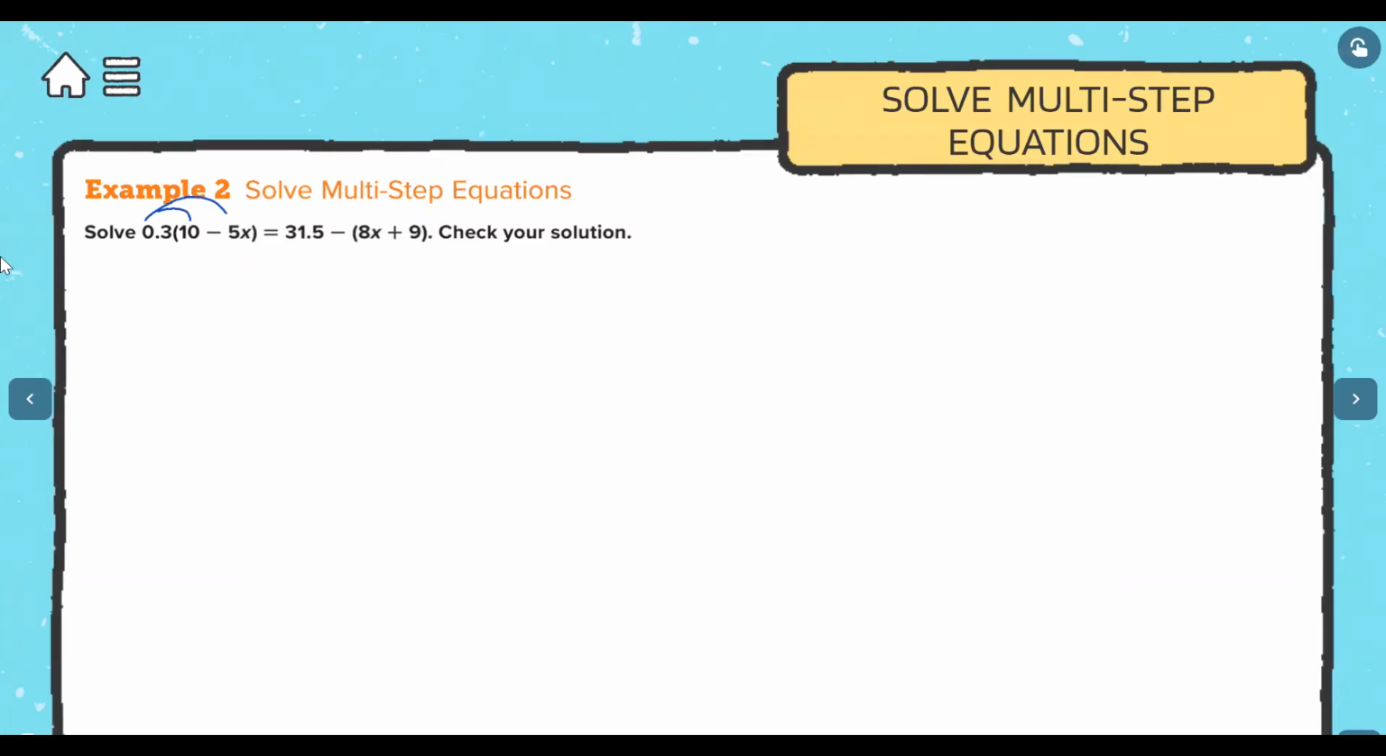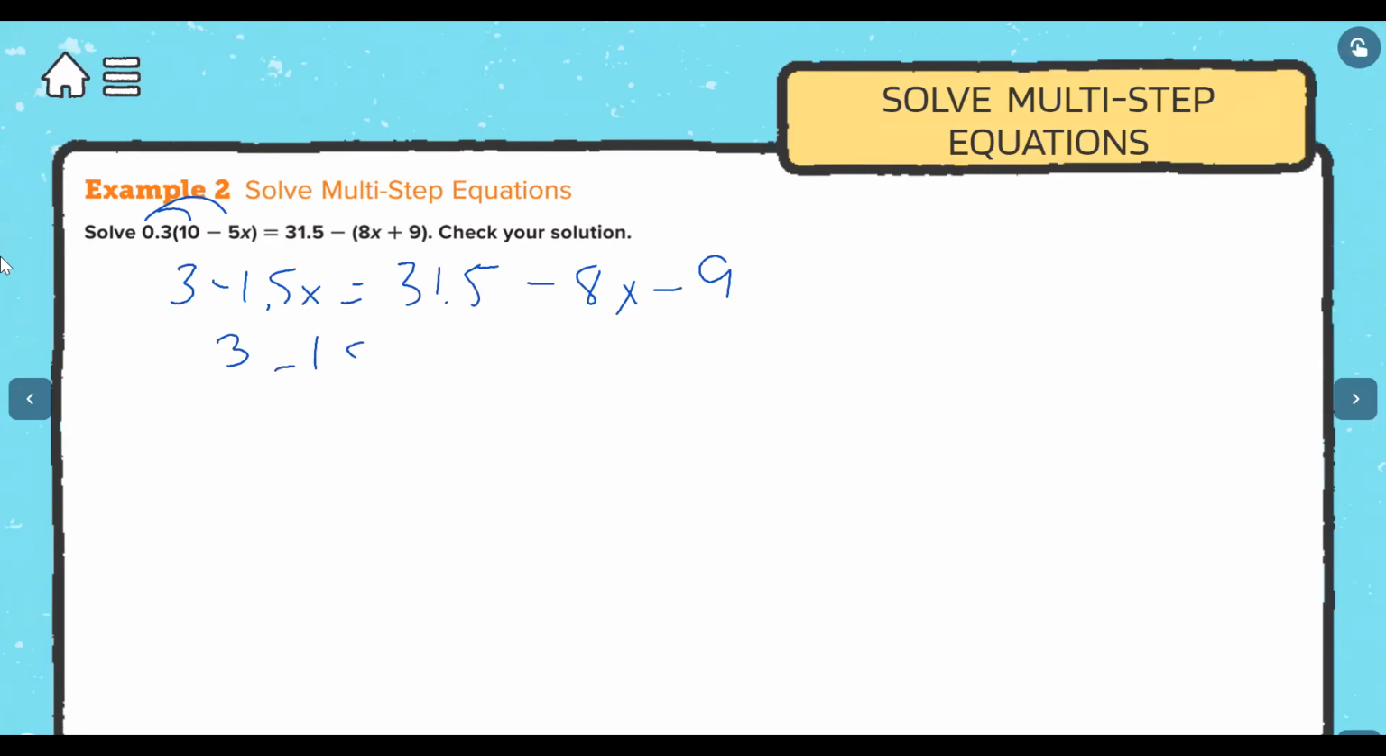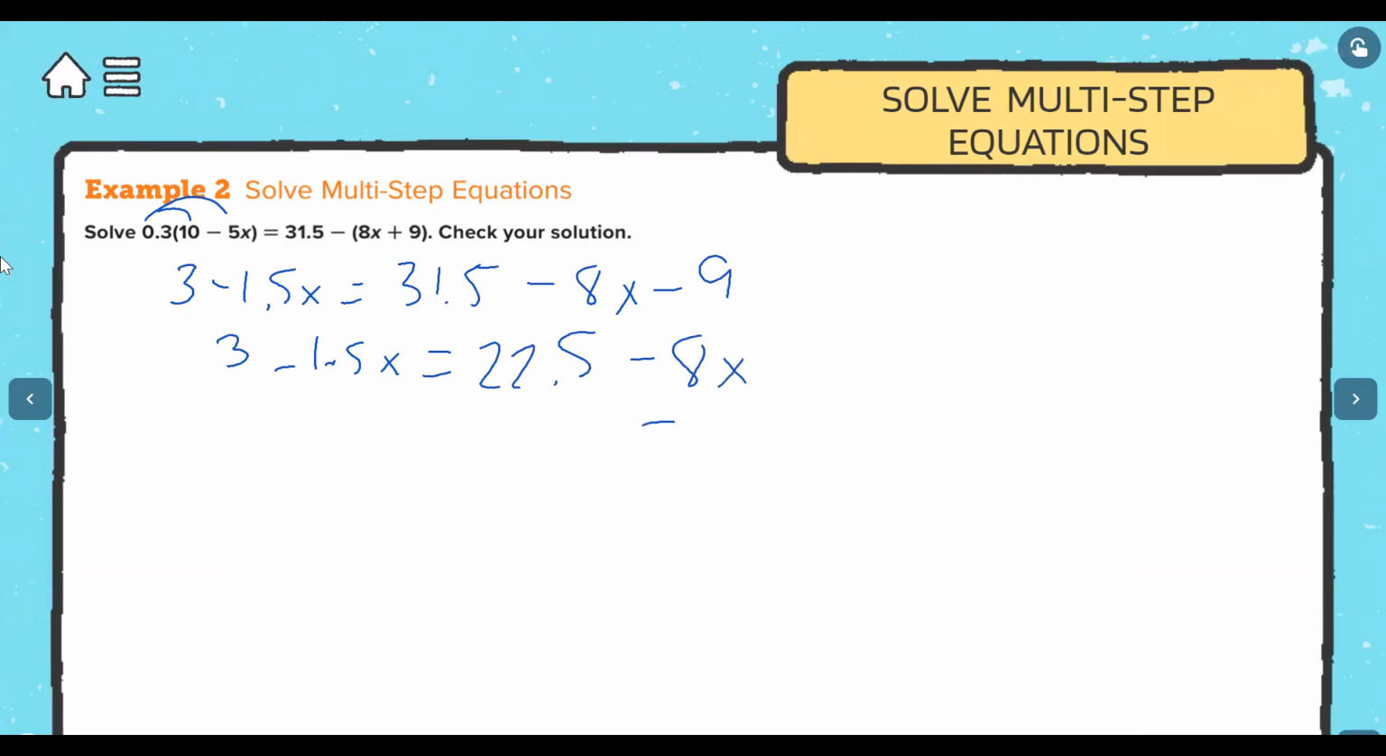We multiply the 0.3 times 10 is 3, and then the 0.3 times negative 5 is 1.5x, equals to 31.5 minus 8x plus 9. No, minus 9. What we did is we left this one the same way. It's equal to 22.5 minus 8x. Okay, now I added 8x to both sides.